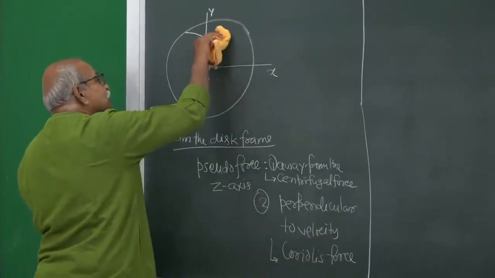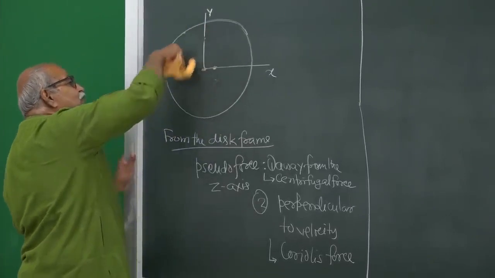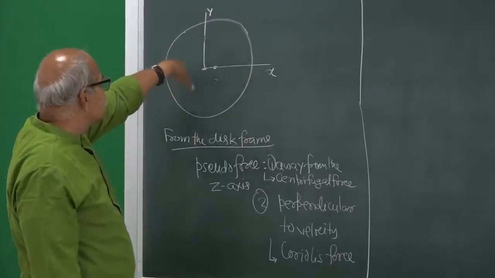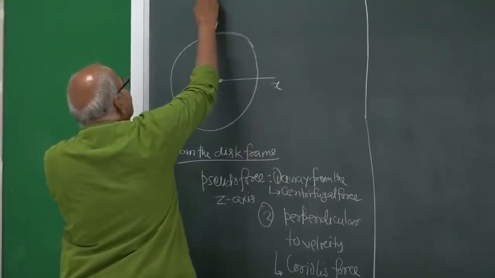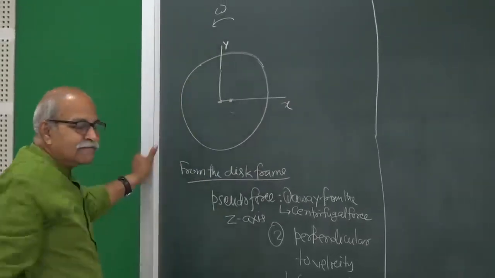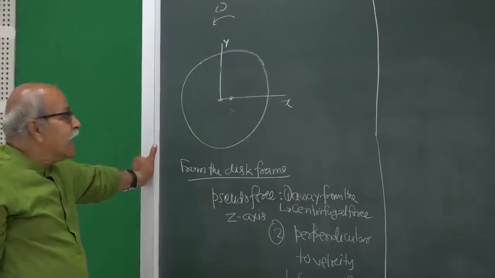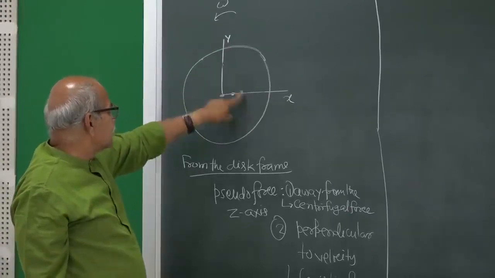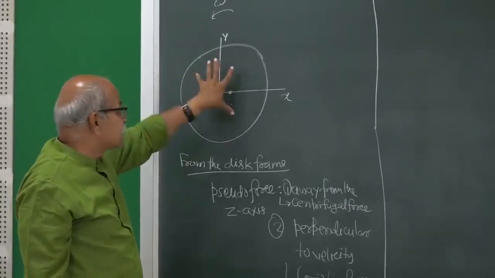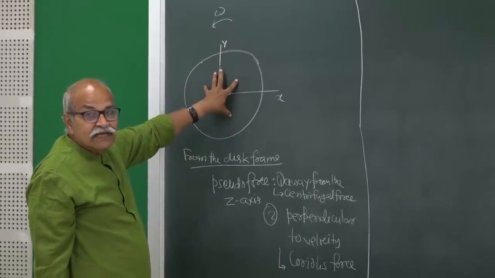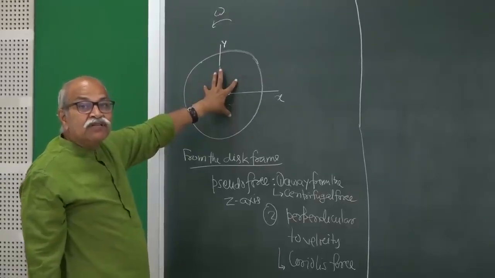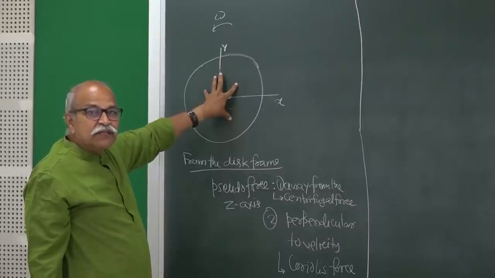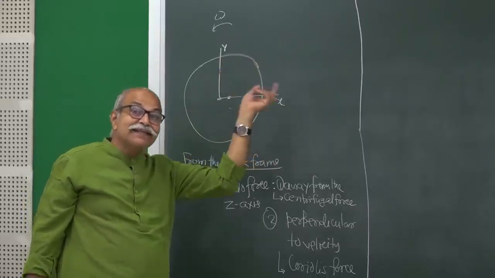There is a disk and there is an x axis, there is y axis, and in the lab frame the disk is rotating about the z axis with some angular velocity omega. We will be using this x axis, y axis and z axis, which are fixed in the disk frame, to observe the motion of a particle or an object which is placed at rest in the lab frame.